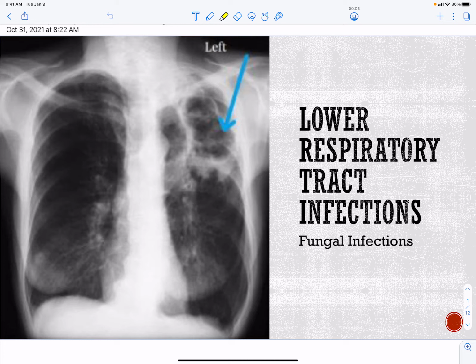Okay, so here we're going to talk about respiratory tract infections and focus on fungal infections. And here is an x-ray of a person who has an Aspergillus infection of their lungs.